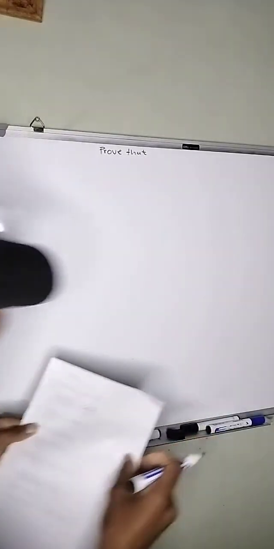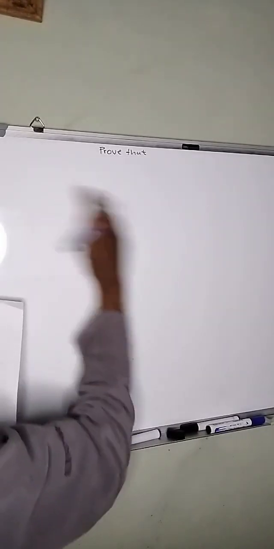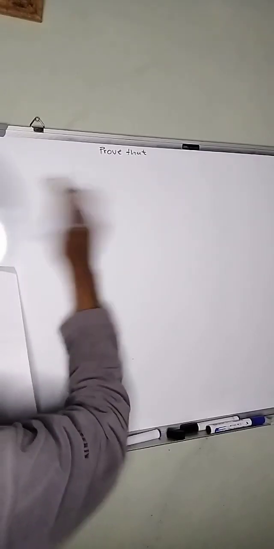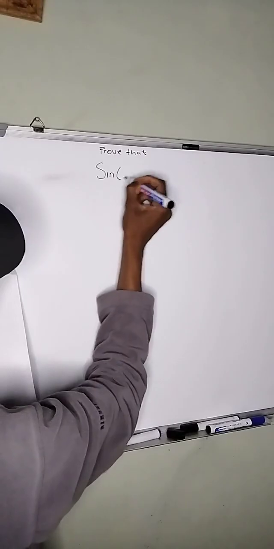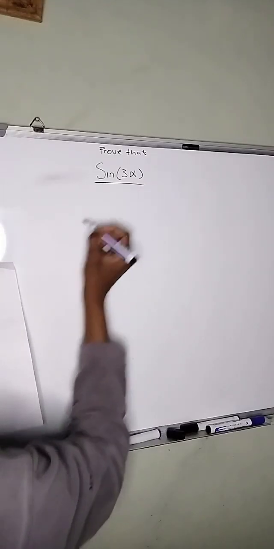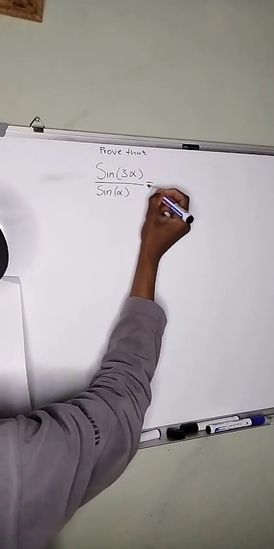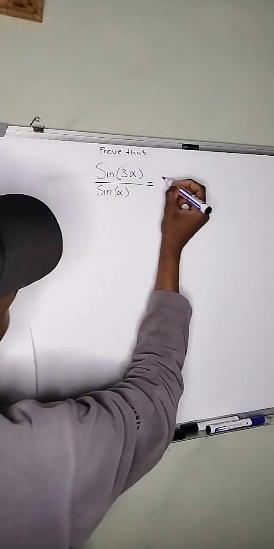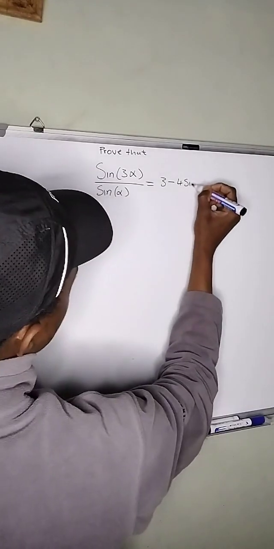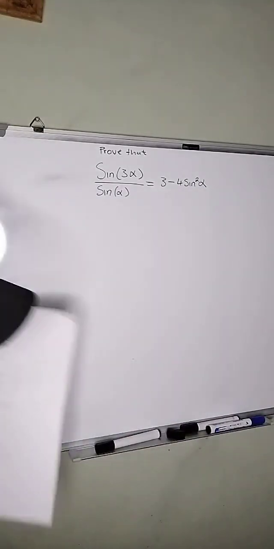We are still on proof that. So we are having the same: proof that sine 3 alpha is going to be equal to 3 minus 4 sine squared alpha.